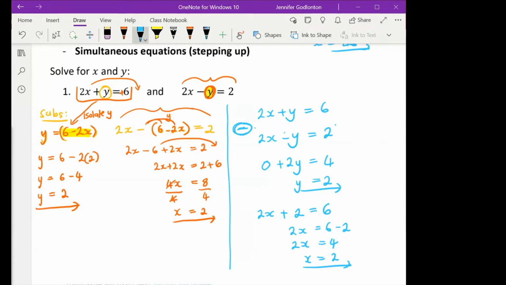Does anyone need to sit on this page any longer for any more amount of time? Yes, ma'am. No problem. No problem, guys.